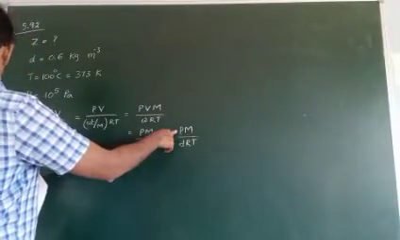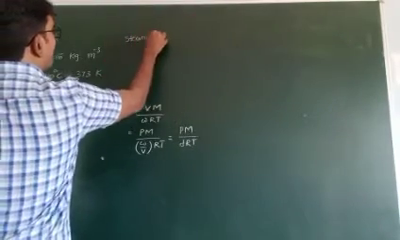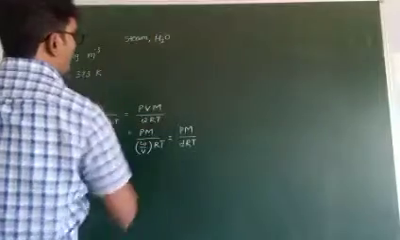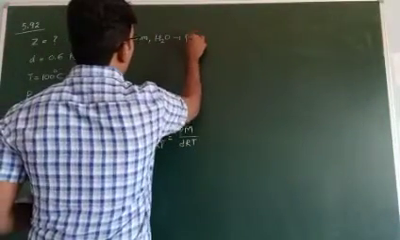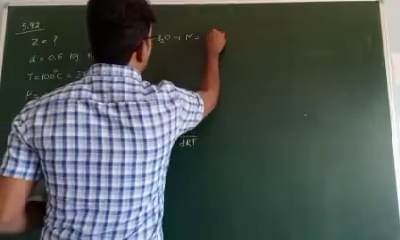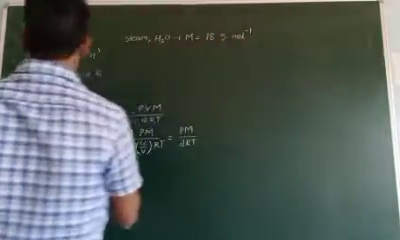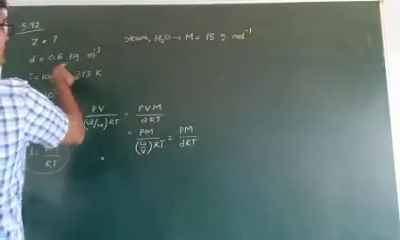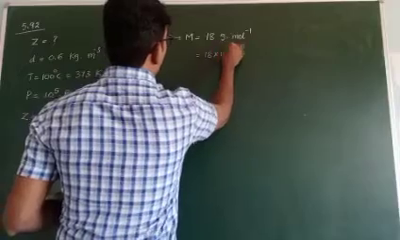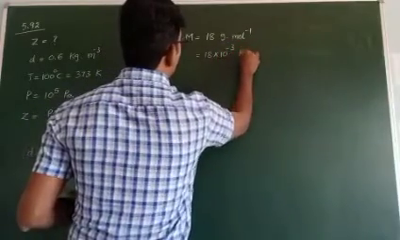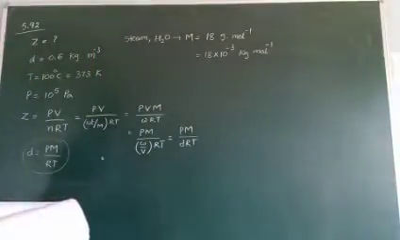The given one is steam. Steam means water. What is the water molecular weight? Molecular weight M is equal to 18, actually 18 gram per mole. But density is given in kg, so convert it: 18 into 10 to the power of -3 kg per mole. Remember this point, all of you.